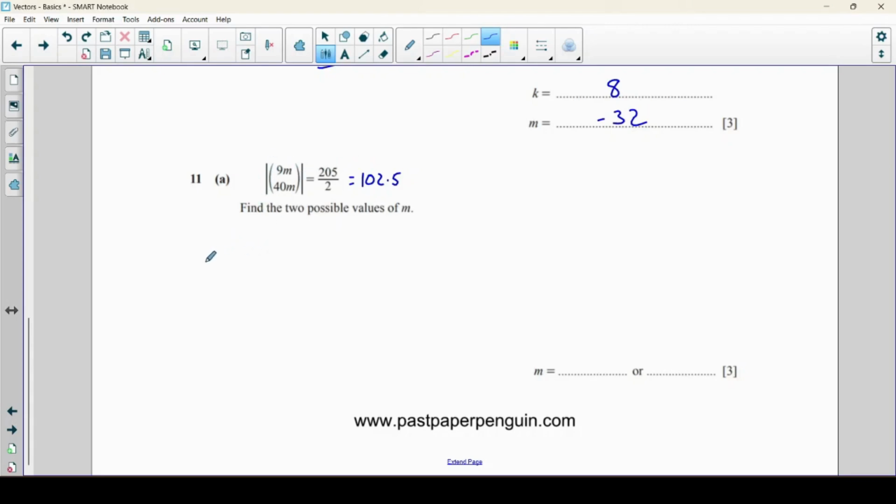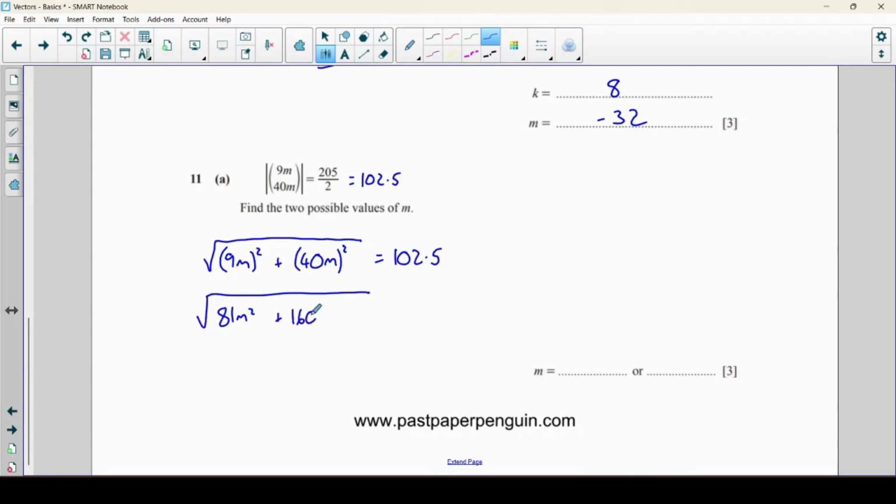So for the magnitude of this vector, I'm going to do Pythagoras. I want to do the square root of this thing squared, so in brackets 9m squared plus brackets 40m squared. And all of that thing square rooted must be equal to 102.5. Let's work out what these things are underneath the square root. So 9m all squared is 81m squared. 40m squared is 1600m squared.